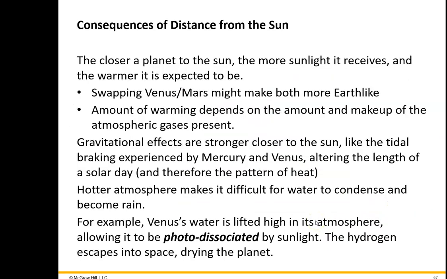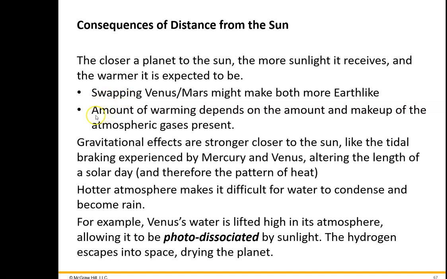All right, so there's that. The closer a planet is to the sun, the more sunlight it receives, and the warmer it's expected to be. I don't know why this is here, but it's not like we can do this. If you were to swap the places of Mercury and Mars, put Mercury where Mars is and Mars where Mercury is, they may both be more Earth-like. There's no way to do that. That's a science fiction fantasy.